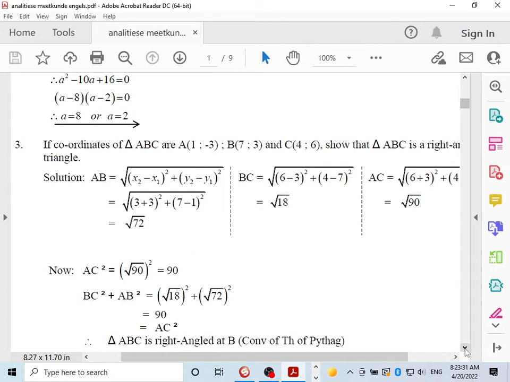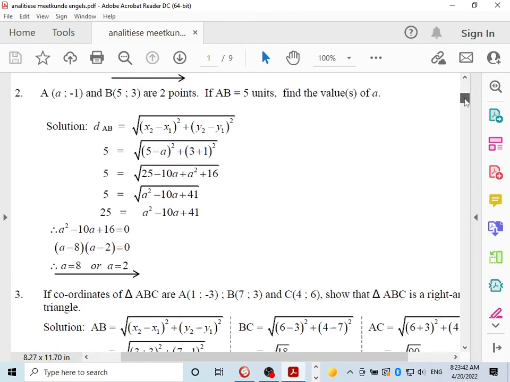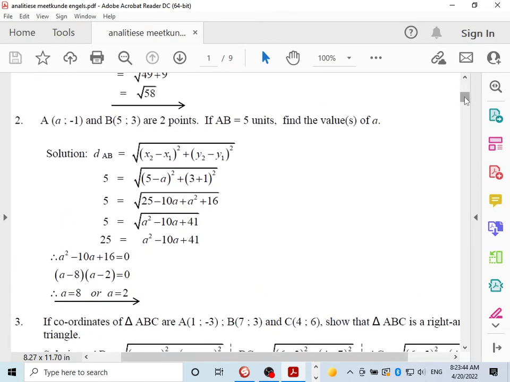They can also ask, if the coordinates of triangle ABC are given, show that ABC is a right angle triangle. Now, before you look at the solution, look at the question. Show that triangle ABC is a right angle triangle. Is ABC a right angle triangle? Are they asking, is it or isn't it?